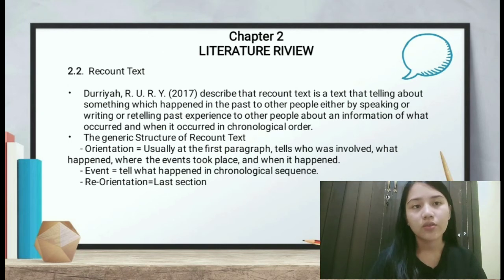The generic structure of recount text. First is orientation. Usually in the first paragraph, it tells who was involved, what happened, and when it happened. The second is event, which tells what happened in chronological sequence. And the last is reorientation, usually as the last section of the paragraph.